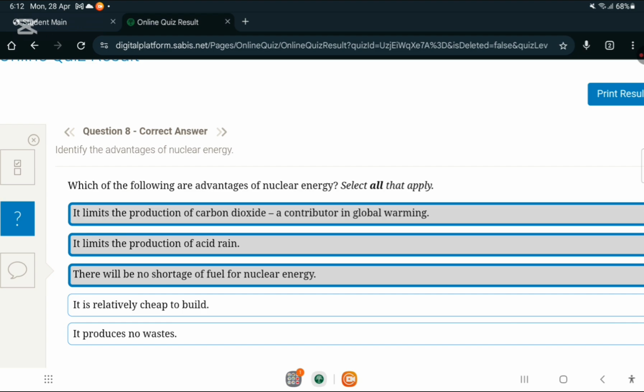Which of the following are advantages of nuclear energy? It limits the production of carbon dioxide. It contributes to global warming. It limits the production of acid rain. There will be no shortage of fuel for nuclear energy. It's because, firstly, nuclear energy never stops radiating. Even though it's minuscule, it will never stop radiating. Don't forget that.